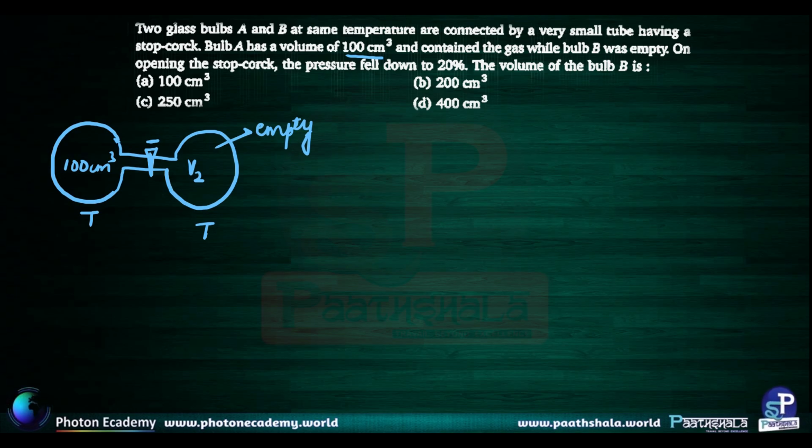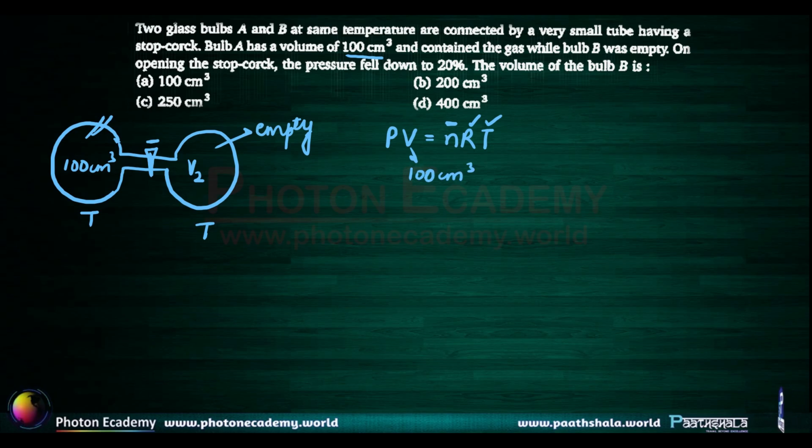So basically we can say that when the stopcock was closed, the equation PV = nRT had T as the temperature and n as the number of moles inside this bulb. R was a constant and V was 100 centimeter cube. And P was whatever the pressure at that situation was. However, when the stopcock is opened, the volume changes. So there's a new pressure and a new volume.